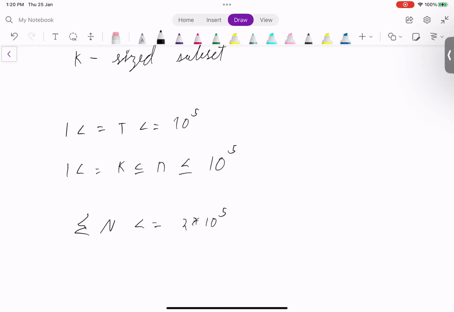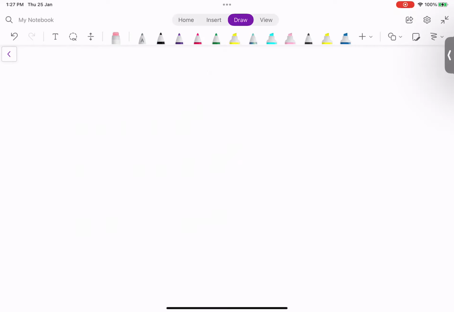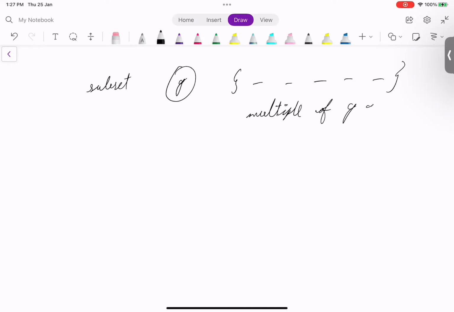So let's see how we can solve this problem. Firstly, we know that for any subset, for G to be the GCD of the whole subset, every element in the subset should be a multiple of G, right? Multiple of G only.